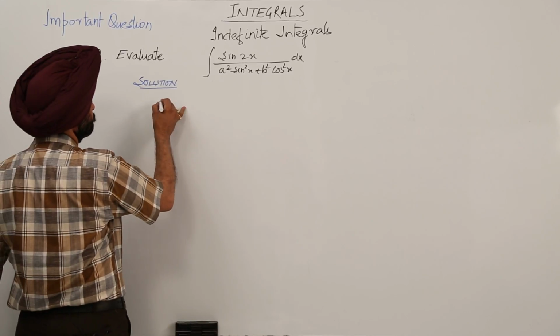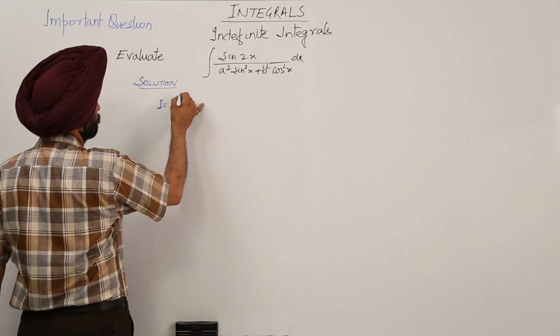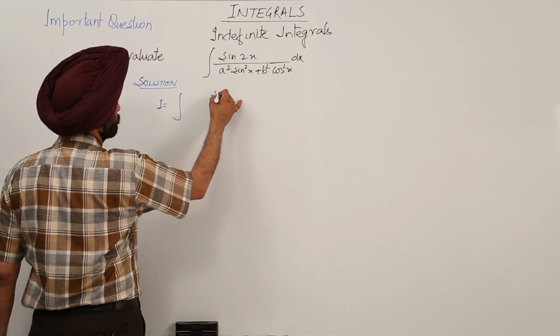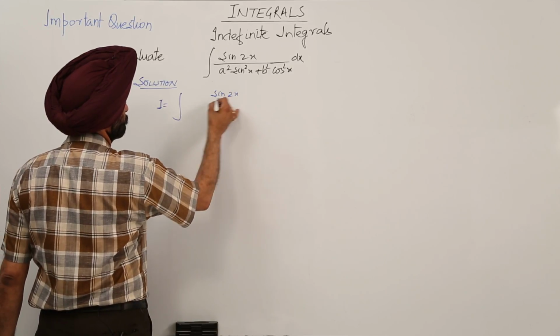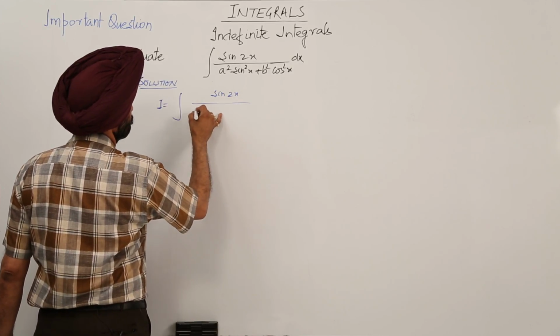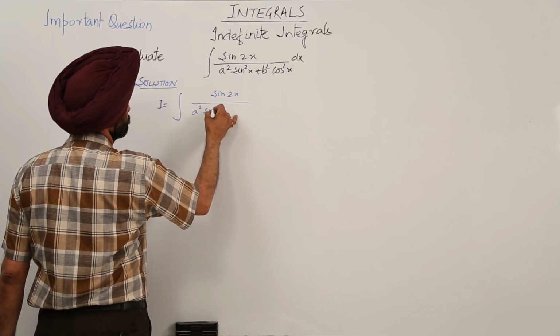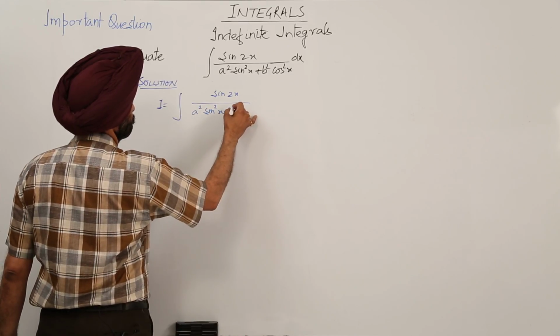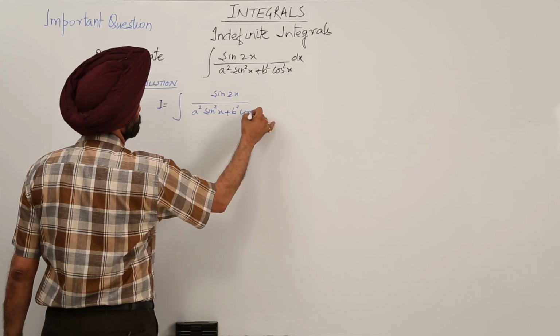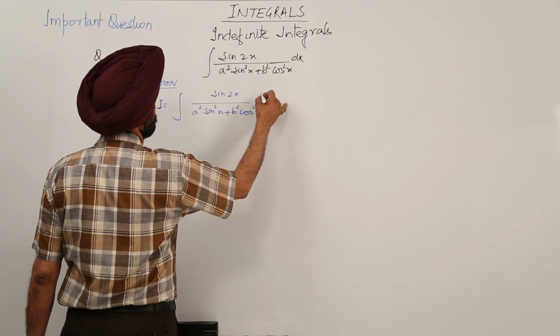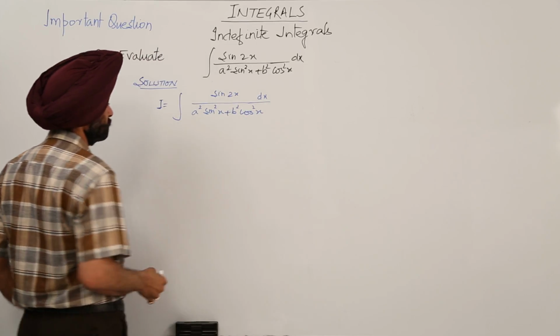The question is integration of sin 2x upon a square sin square x plus b square cos square x dx.